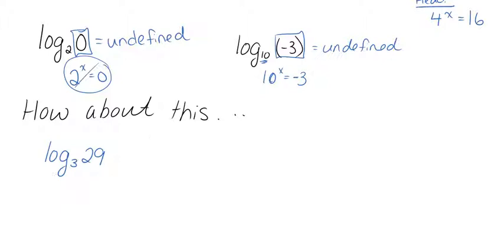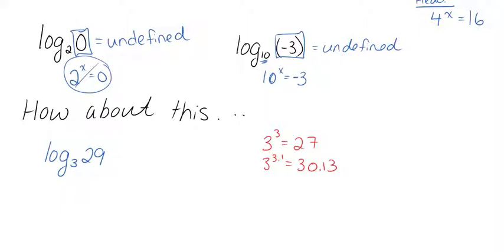Okay, what about one like this? Log base 3 of 29. So 3 to the power of what would equal 29? I don't know. So I'm just going to go over here and just guess. I know 3 to the power of 3 is equal to 27, so I know it's going to be close to that. So I just grab my calculator, and I would say, okay, what about 3 to the power of 3.1? All right, I got 30.13. It's going to be smaller than that.